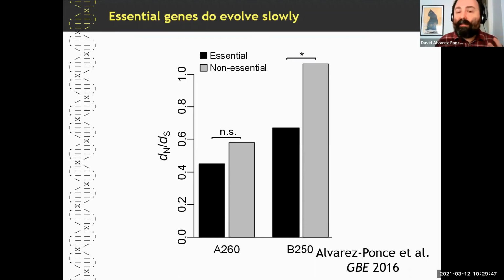And there was a discussion, and it's still ongoing, on whether essentiality of genes significantly impacts rates of protein evolution. And in our study, we did find in one of the lines significant and quite strong differences in the rates of evolution of essential genes here in black and non-essential genes. So essential genes evolved slowly compared to non-essential genes. In the other line, we didn't find significant differences, maybe because that line evolved more slowly than the other.